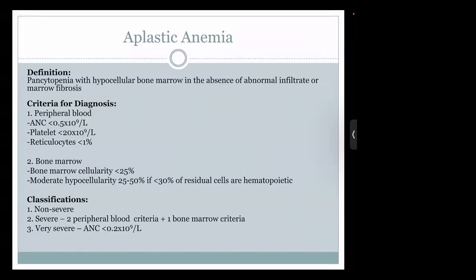For classification, aplastic anemia is classified into non-severe, severe, and very severe. Non-severe doesn't meet any of the peripheral blood or bone marrow criteria. It just presents as pancytopenia. Severe has at least two peripheral blood criteria with at least one bone marrow criterion. Very severe is with the severe criteria with absolute ANC less than 0.2.